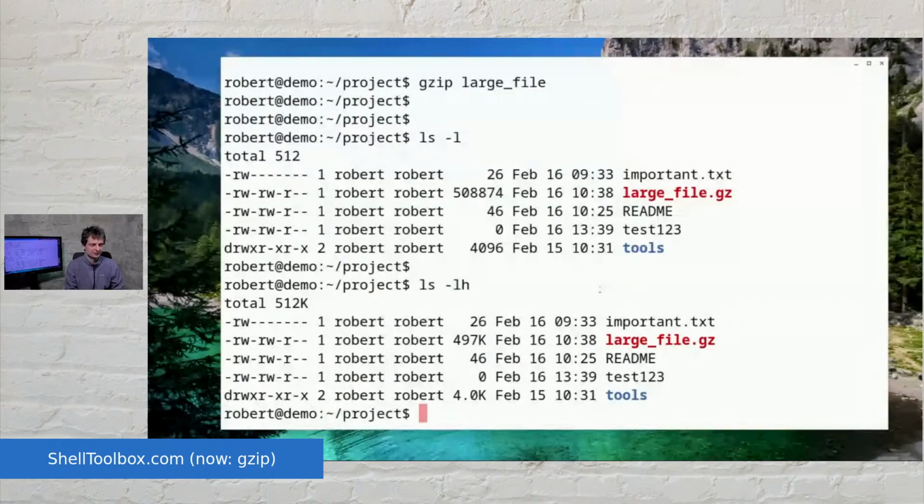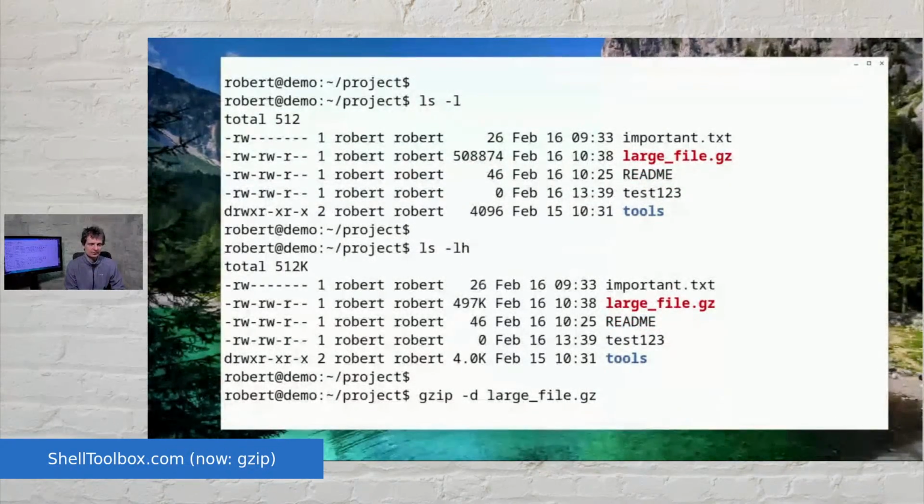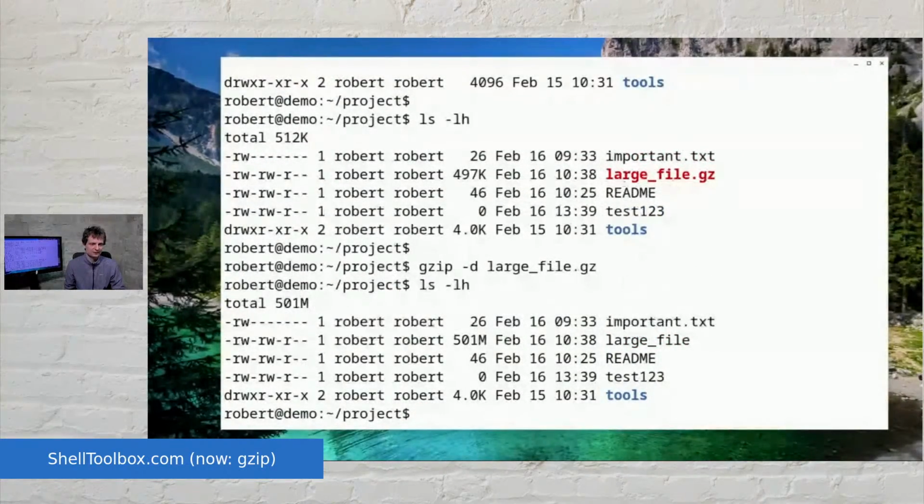If you want to decompress a file, just use gzip again with the -d command line switch for decompress. Gzip -d, and then your compressed file. Again, it takes some time, and then the formerly compressed file will be replaced by the decompressed version of the file. You see here the 501 megabytes. Really easy to use this gzip tool in this way.